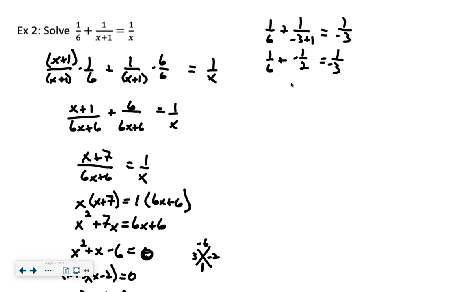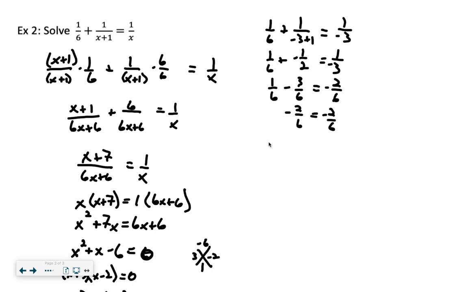And if I get common denominators here, this would be 3/6, right? So 1/6 minus 3/6 equals, and again, if I get common denominators, this would be -2/6, and that checks out. 1/6 minus 3/6 would be -2/6 equals -2/6. So -3 is a solution.